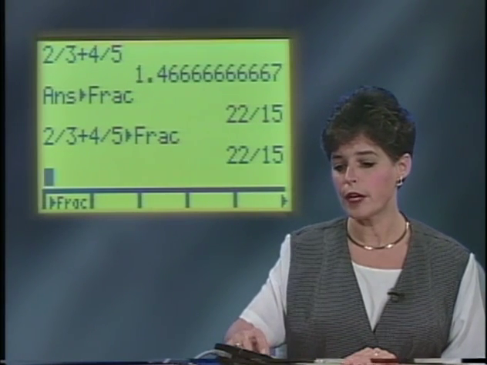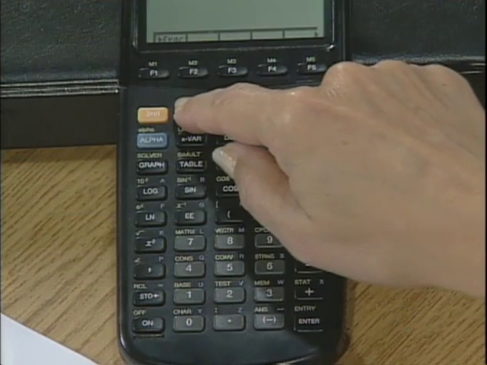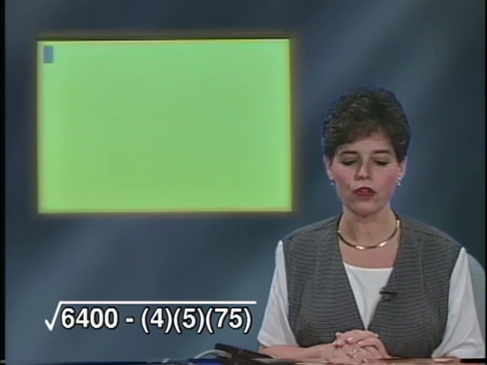Let's clear our screen. Let's exit out of the custom menu by pressing exit. And we're now going to do a little bit of a longer problem. I'm going to do the problem, the square root of 6,400 minus 4 times 5 times 75. Now I certainly could put all of this in at once if I'd like, but sometimes we feel like we have a little bit more control over the problem if we do bits and pieces. So let's do the part that's underneath the radical first.